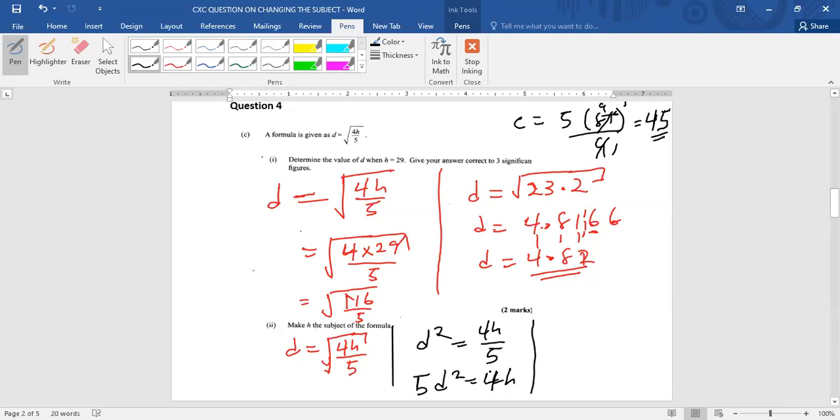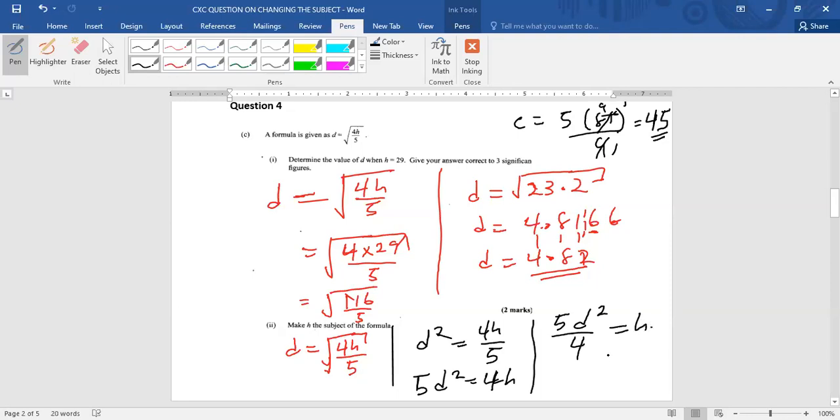Okay, talk to me, guys. I want to make h the subject. I have to get rid of the 4. What's the 4 doing with the h? It's multiplying. So what's the opposite of multiply? Divide. So that means it will be 5d square over 4 is equal to h.